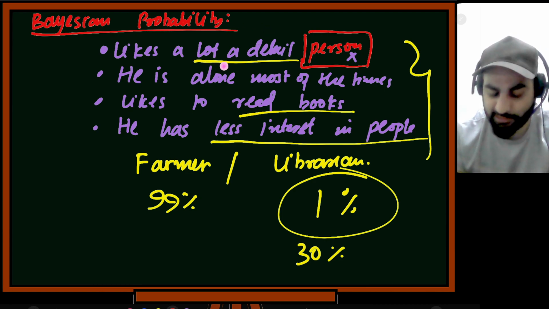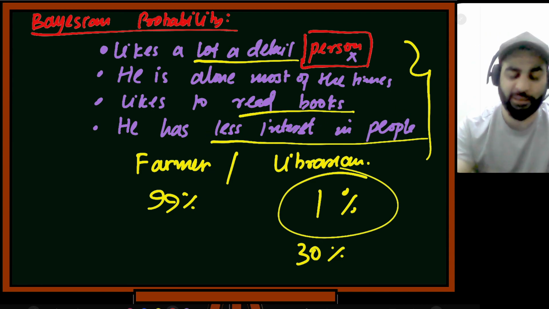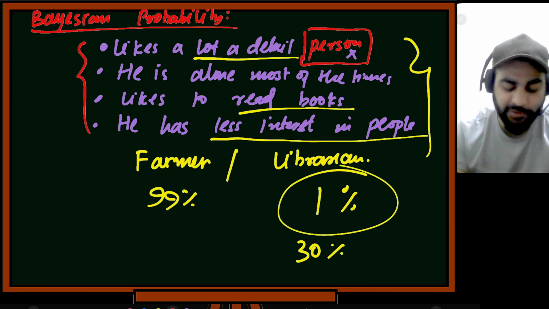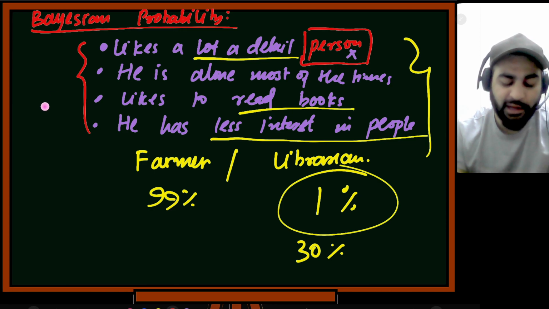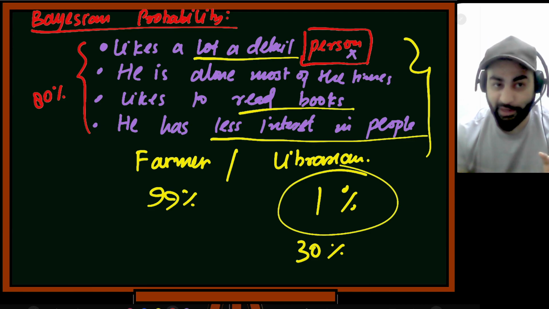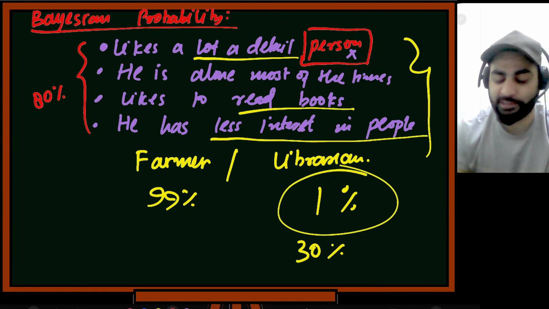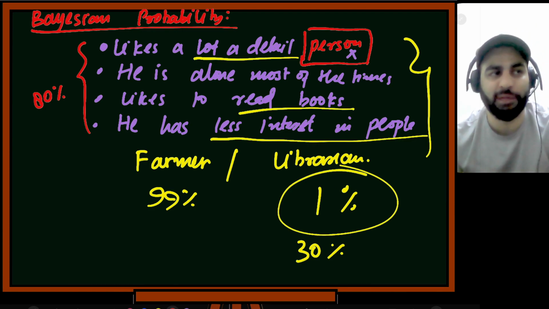In the first example, all of these things that you said, like he likes a lot of detail, he reads books and has less interest in people, they hint towards the librarian. Let's suppose 80% chances are that this description is of a librarian. But you missed an important fact: there are way more farmers than librarians. That is what we call prior belief.